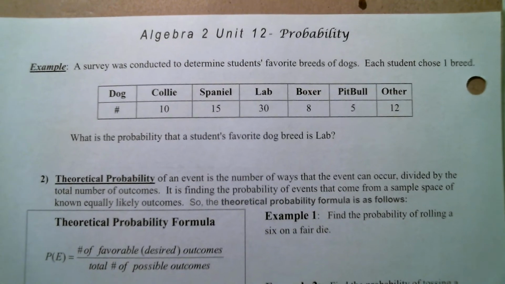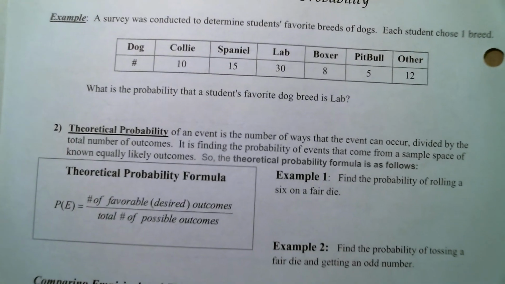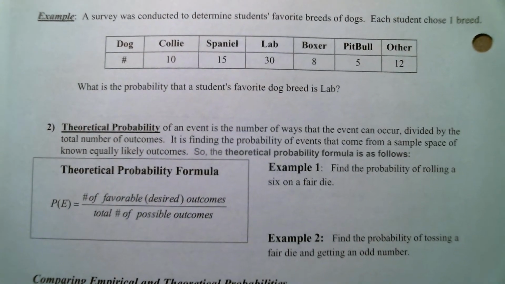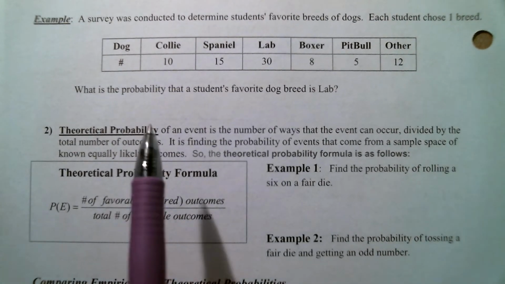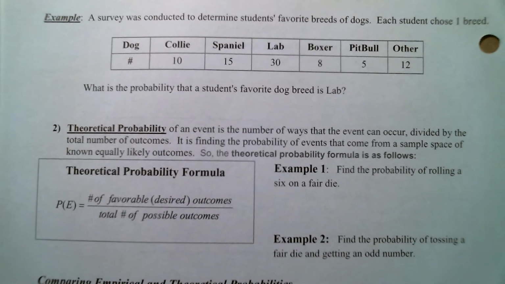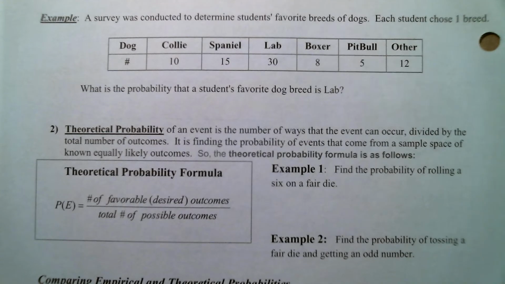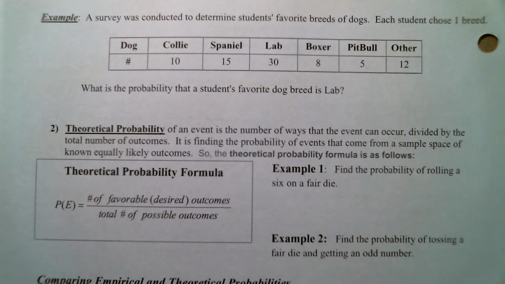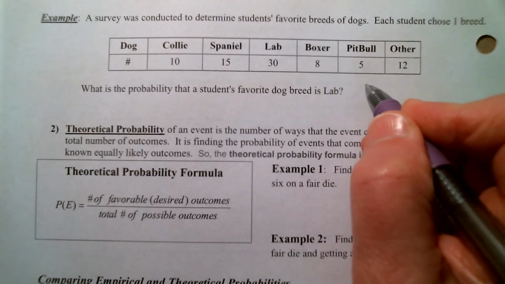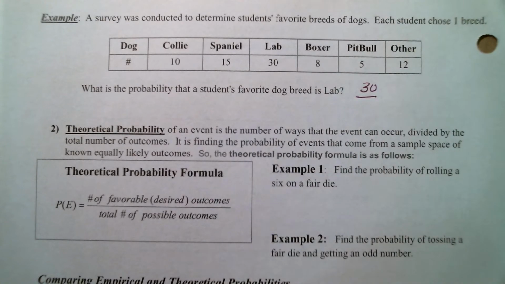Our next example, we have a survey was conducted to determine students' favorite breeds of dogs. Each student chose one breed. We have this table, so 10 students chose Collie, 15 Spaniel, 30 Lab, 8 Boxer, 5 Pit Bull, 12 other. What is the probability that a student's favorite dog breed is Lab? Well, it's the number of students who chose Lab, which was 30, out of the total. Well, how many students are there that were in this survey?